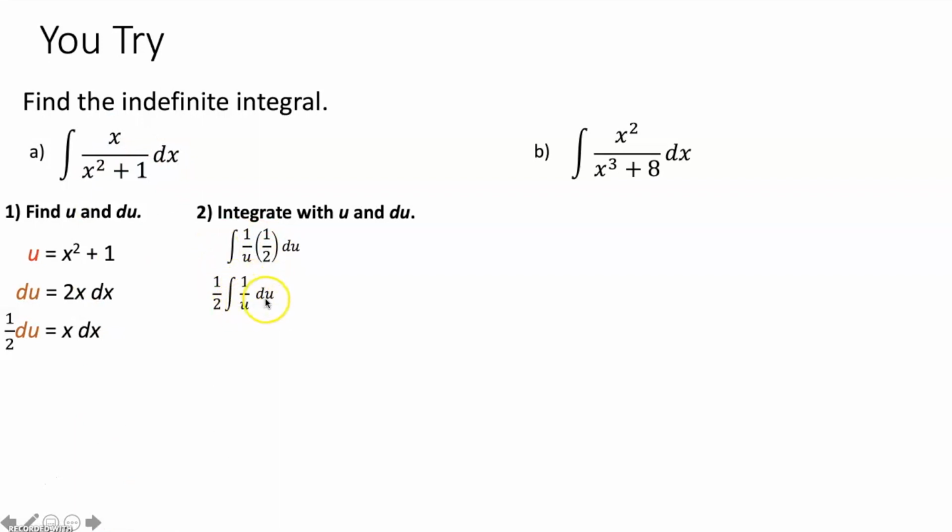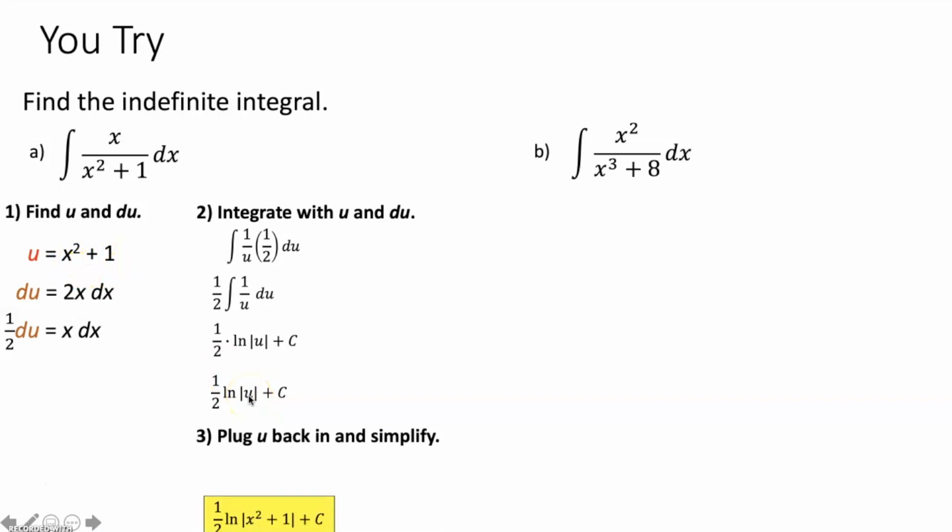The integral of 1 over u du, by the theorem we talked about previously, is the natural log of the absolute value of u plus c. Multiply that 1/2 to our ln, and now we're ready to finish this question. We're going to substitute back in what we set u equal to, which is x squared plus 1. We plug that back in for u, and we have our answer to our indefinite integral up here.